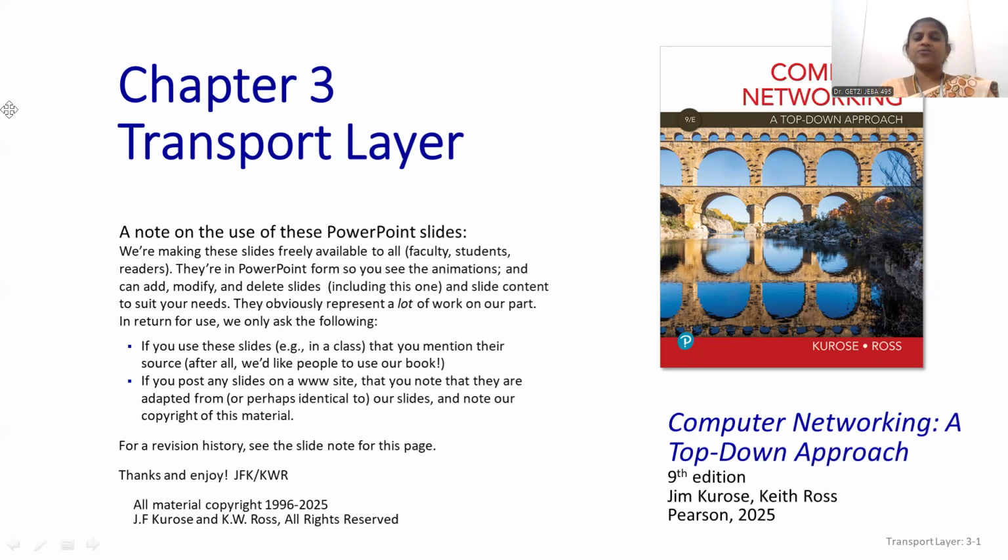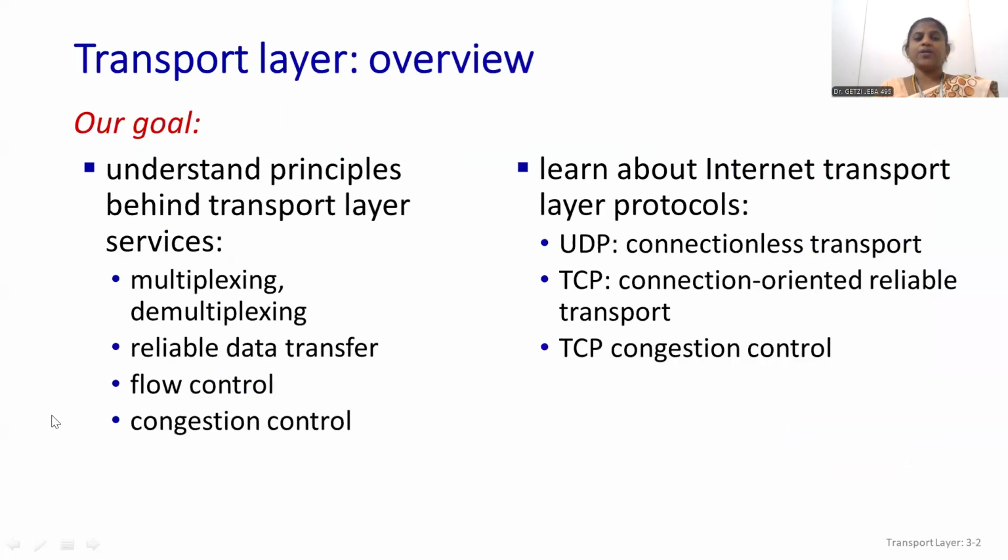The agenda for this unit is to discuss the transport layer principles. First, let us discuss what multiplexing and demultiplexing are, what reliable data transfer is, flow control, and congestion control, and then very specifically we will be discussing the User Datagram Protocol and the Transmission Control Protocol.